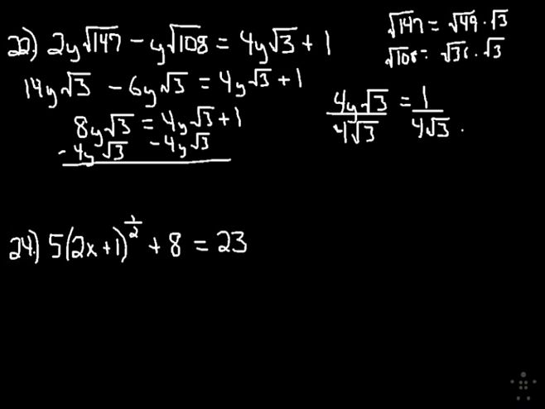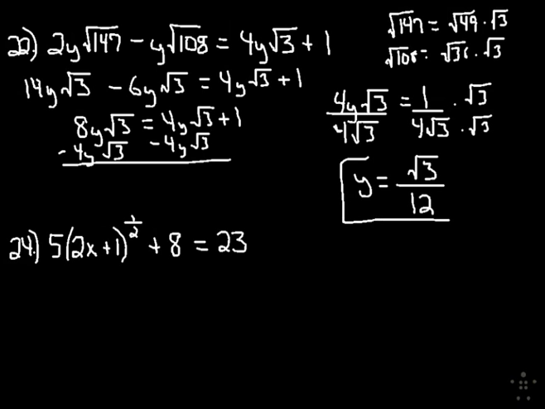Now rationalize the denominator by multiplying by the square root of 3 over the square root of 3. And so y is going to be equal to the square root of 3 all over 4 times the square root of 9. Square root of 9 is 3, so 4 times 3 is 12. So y is equal to the square root of 3 over 12.